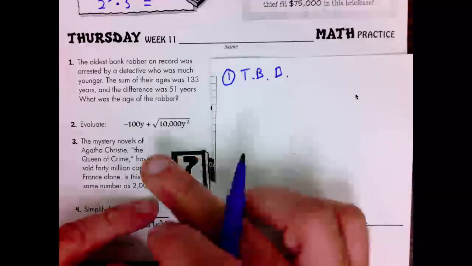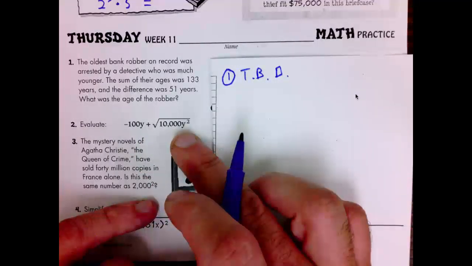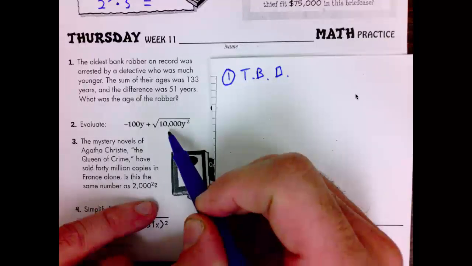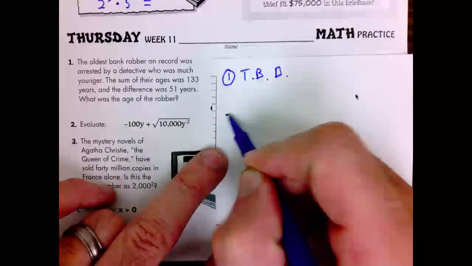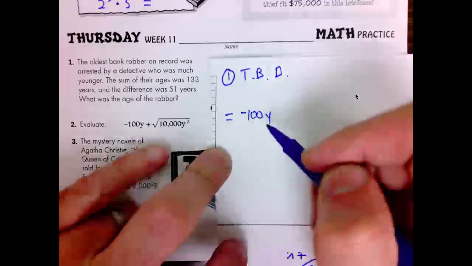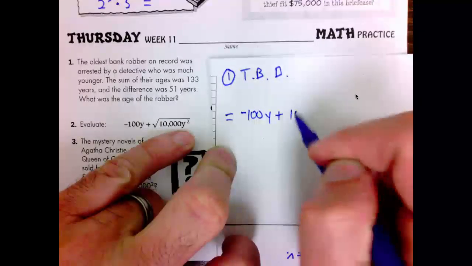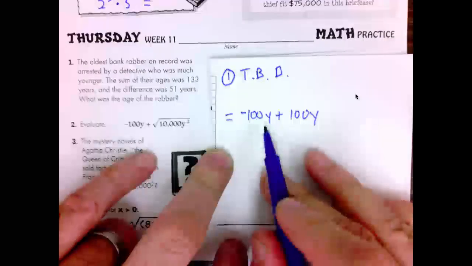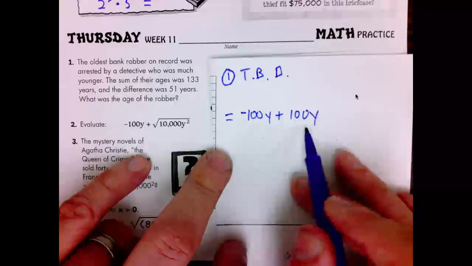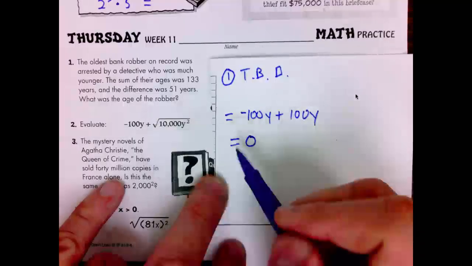Number 2, it says evaluate negative 100y plus the square root of 10,000y squared. Well, using your calculator, the square root of 10,000 is 100. So the negative 100y stays the same. The square root of 10,000 is 100. The square root of y squared is y. So we have a negative 100y plus a positive 100y. These are additive inverses. They sum to 0. Number 2, the answer is 0.